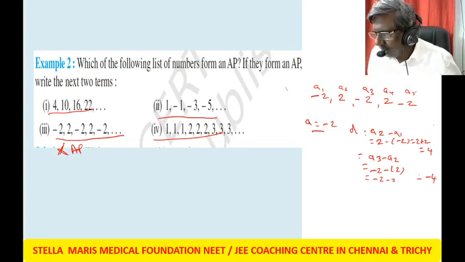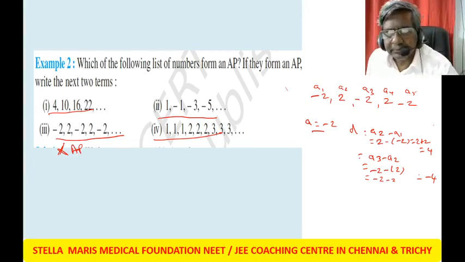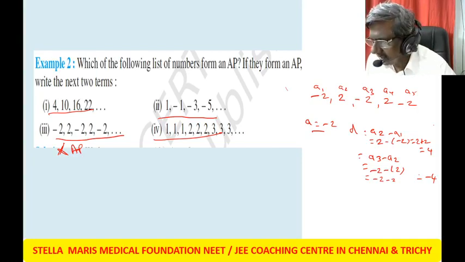So third and fourth one is not an AP. When you do it, you will get that the difference will be 0, 0, 1 like that. First you will get 0, then 0, then the next one will be 1, which is not equal. It should come uniformly. 0 means throughout 0 it should be added.